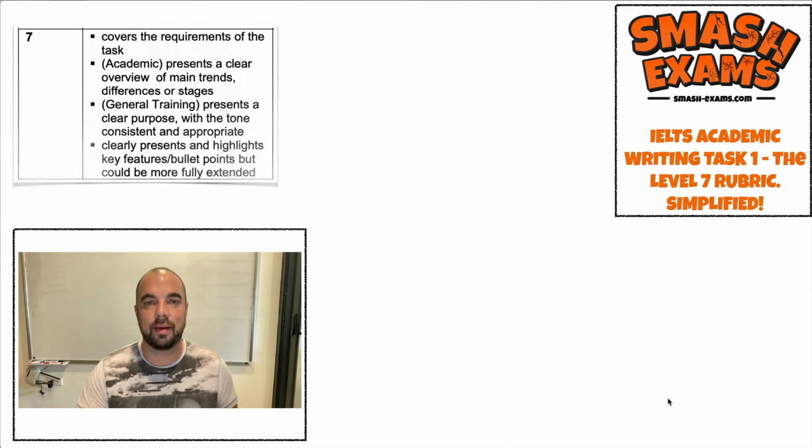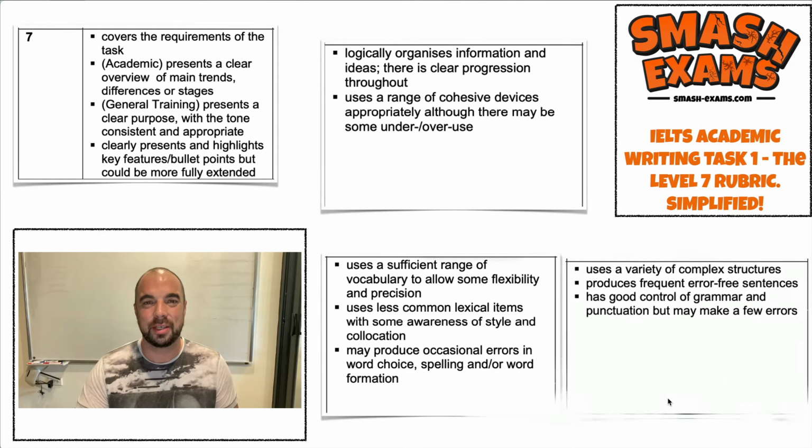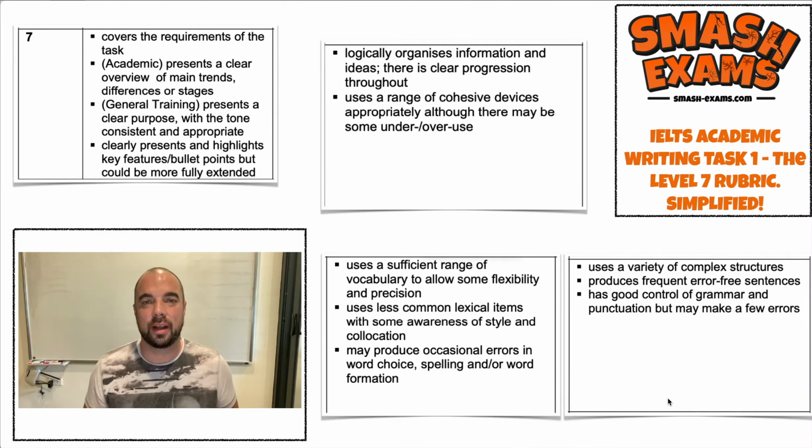This is the rubric that the IELTS give us to get a level 7 in the Academic Writing Task 1. As you can see, there's quite a lot of jargon. There's quite a lot of words you might not know. So what we're going to do today is simplify it so you know exactly what you need to do to get a level 7. Start the clock.